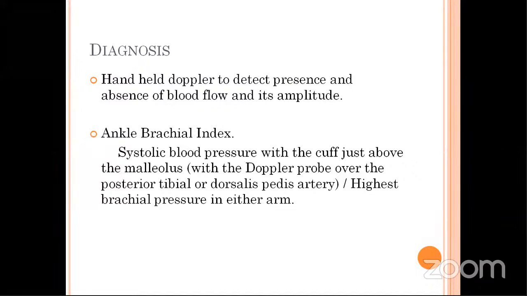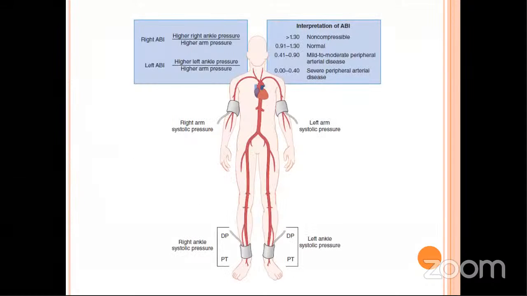So in diagnosis, the handheld Doppler to detect the presence and absence of blood flow and its amplitude can be used. Also, ankle brachial index can help. Ankle brachial index is the systolic blood pressure with the cuff just above the malleolus with the Doppler probe over the posterior tibial or dorsalis pedis artery, and the highest brachial pressure in either arm. Here you can see both right and left arm systolic pressure is calculated, and then the right ankle systolic pressure is calculated with both dorsalis pedis and posterior tibial.